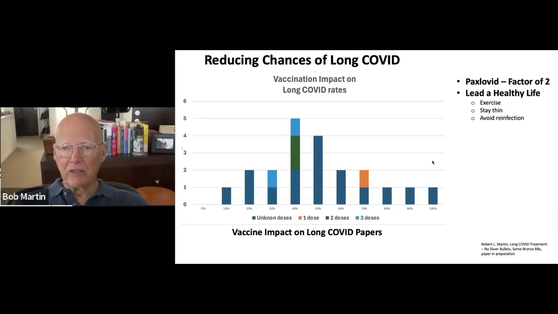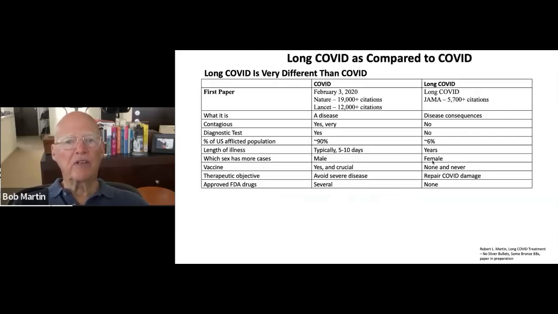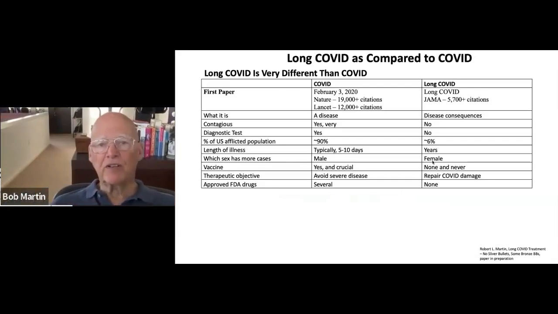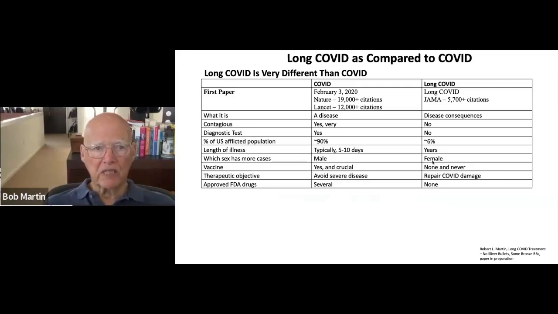Paxlovid, take it early, factor of 2. Lead a healthy life. Most important, exercise. Stay thin, avoid reinfection. Long COVID is very, very different than COVID. You can see when the first papers came out, I'm sorry, that JAMA one was in November.